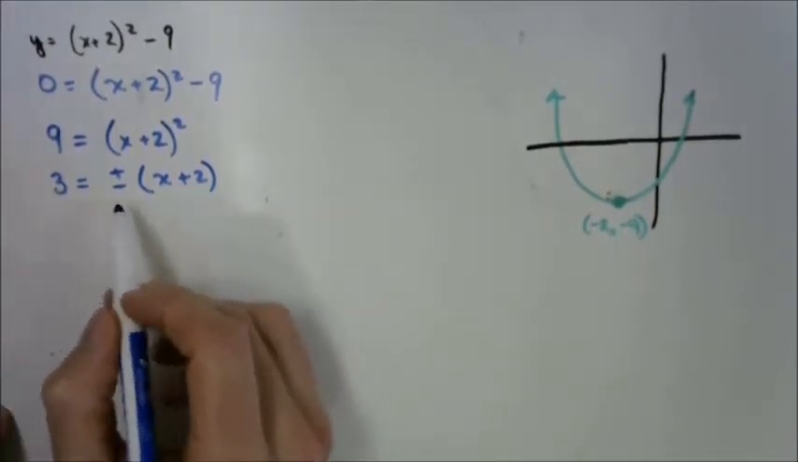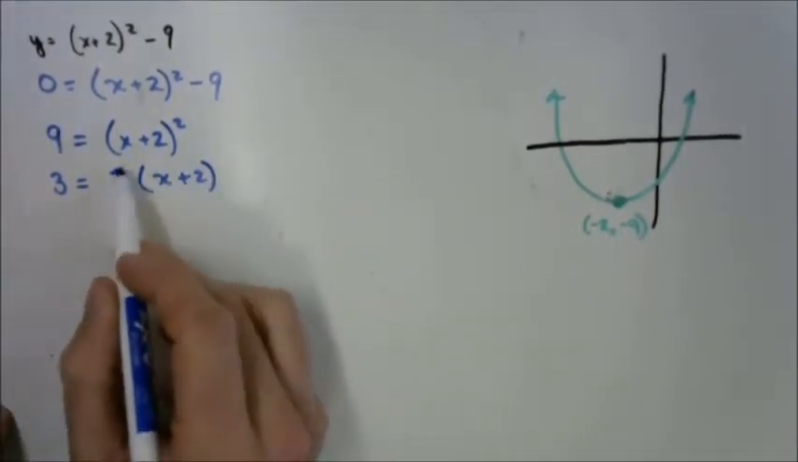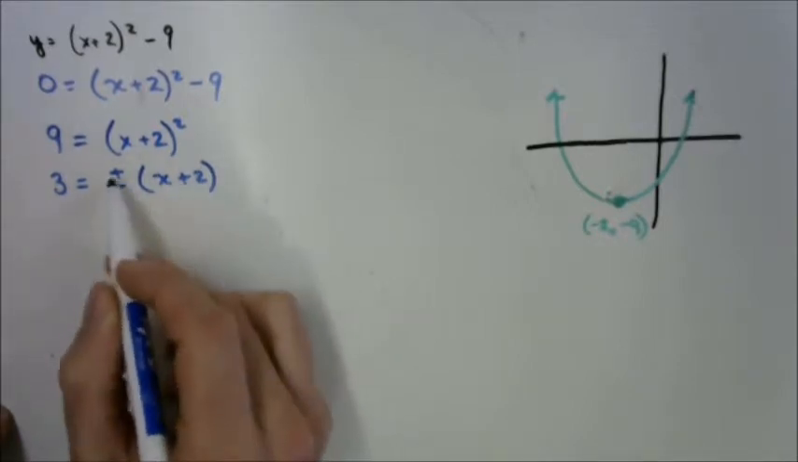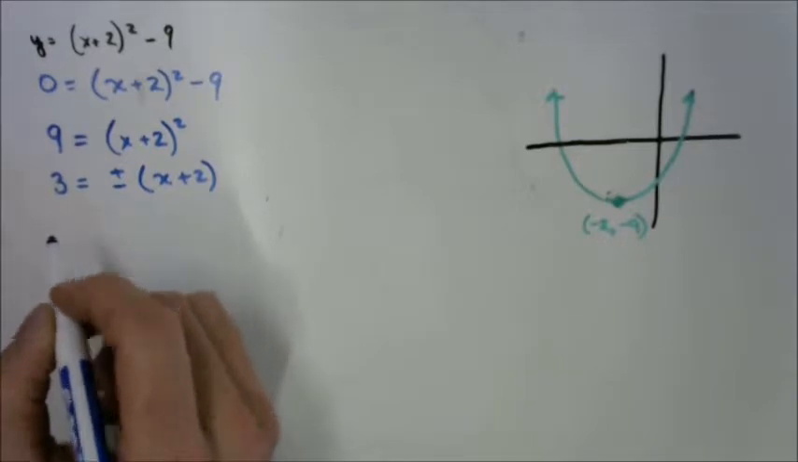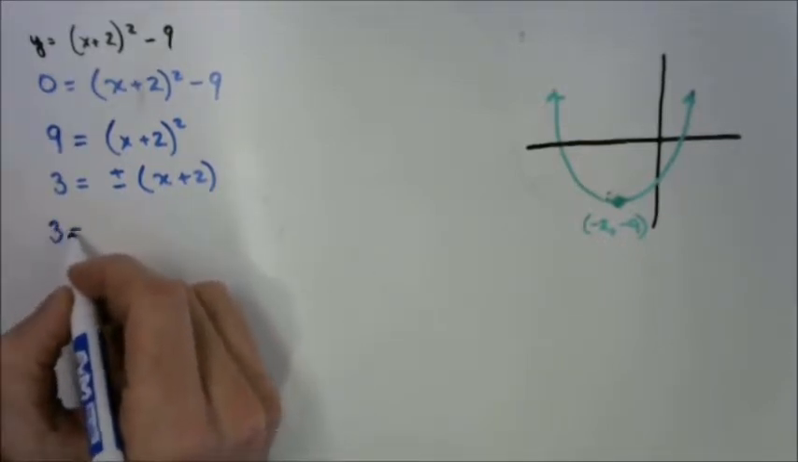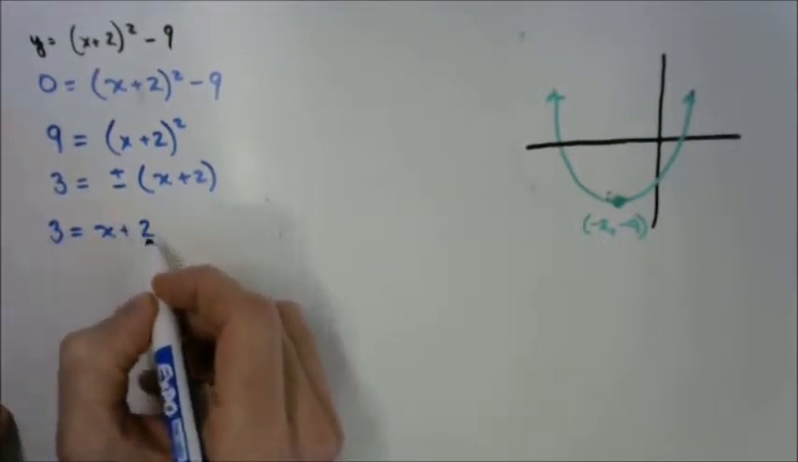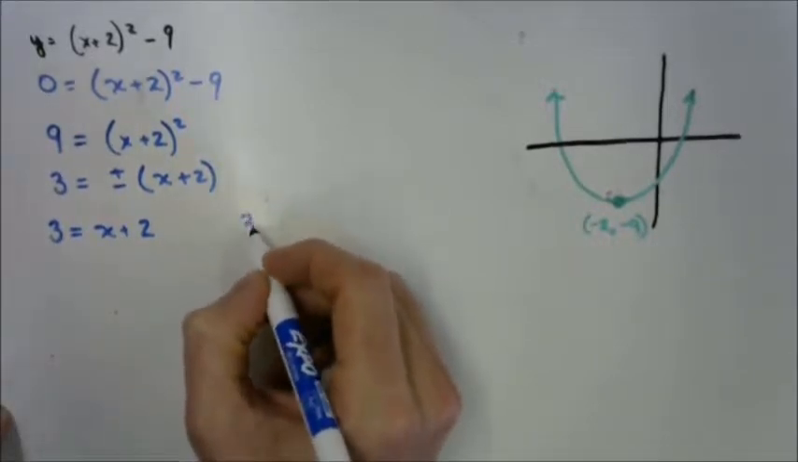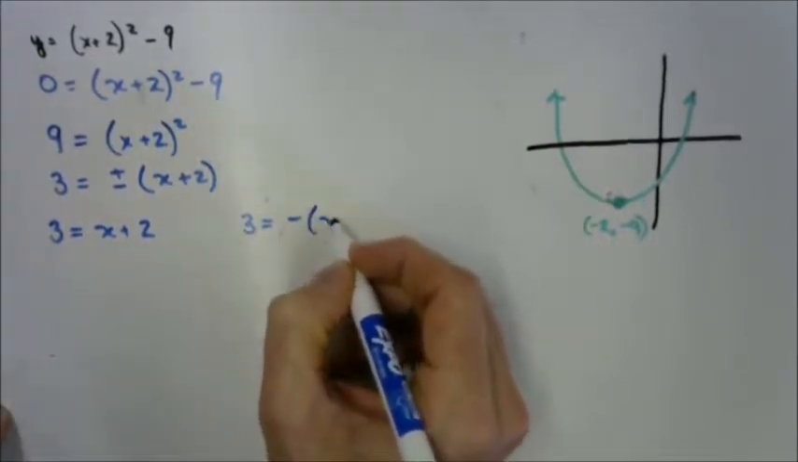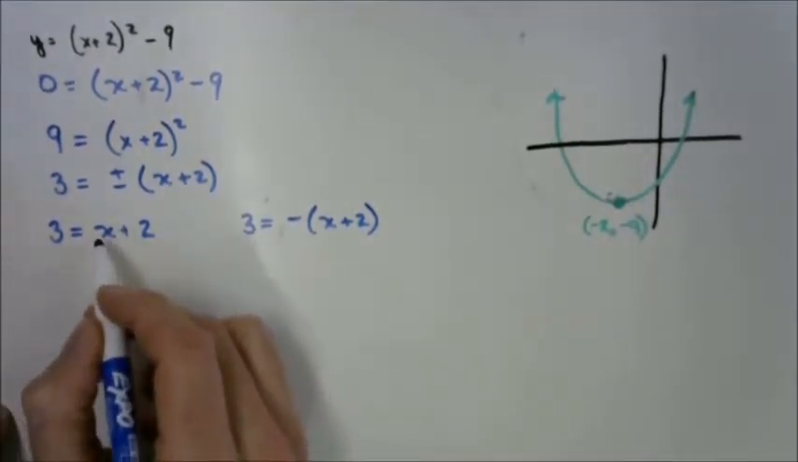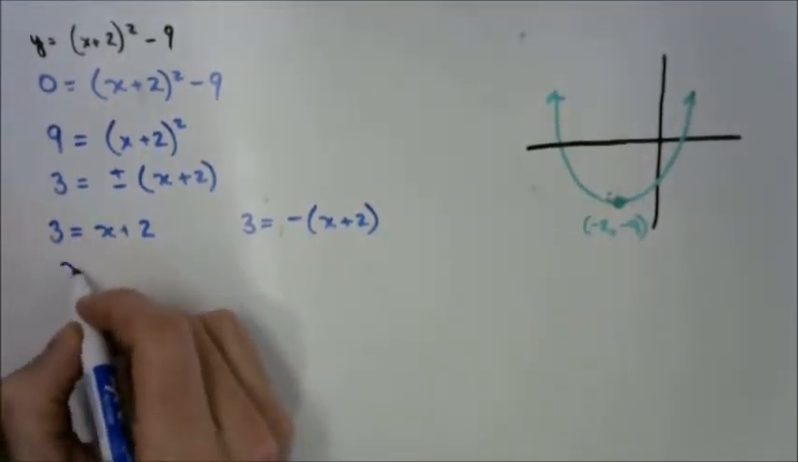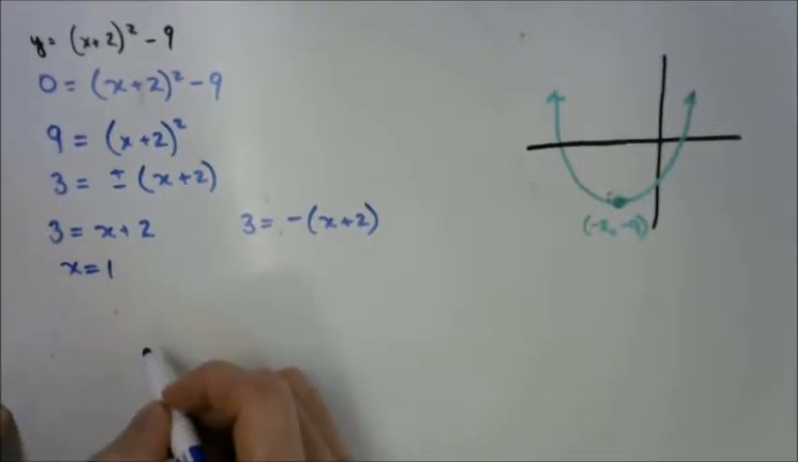Okay, let's split this into its two solutions, because this really is two different values. It's positive x plus 2 and it's negative x plus 2. So let's split it into its two. First we have 3 equals x plus 2, and over here we have 3 equals negative (x plus 2). We'll solve this side first. We just subtract 2 from each side. That's going to leave me with x equals 1.